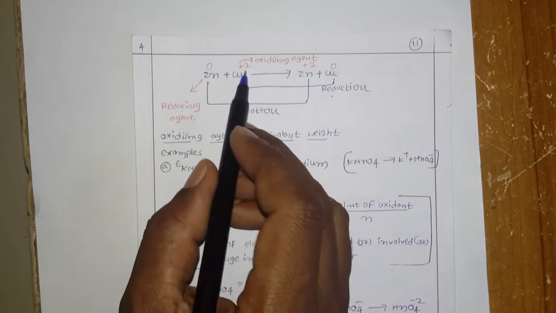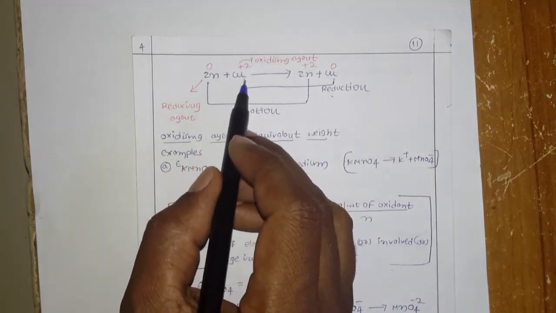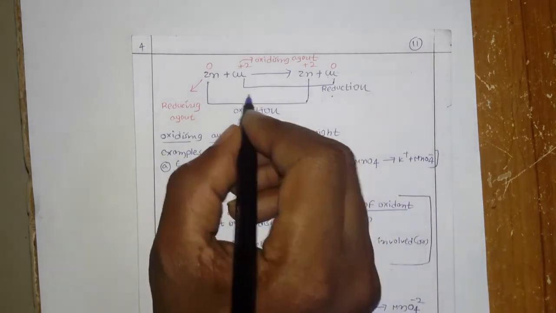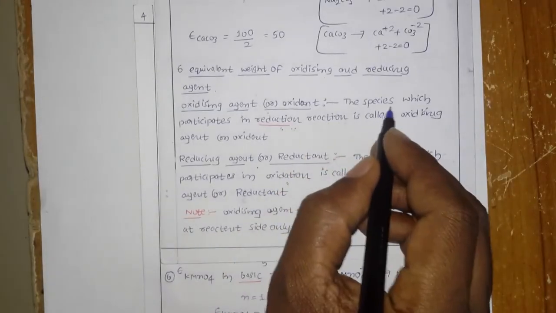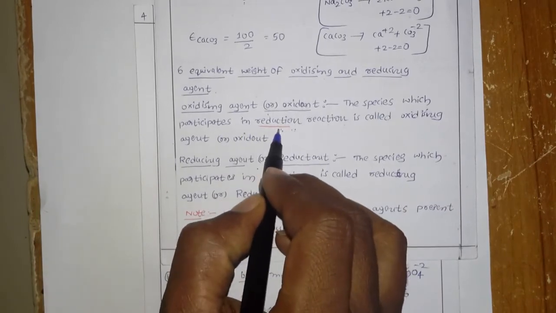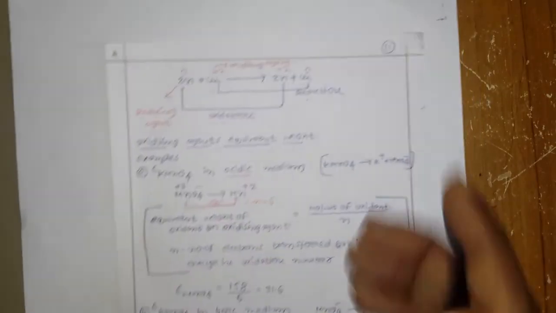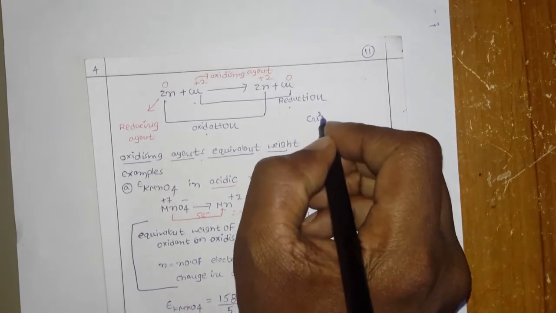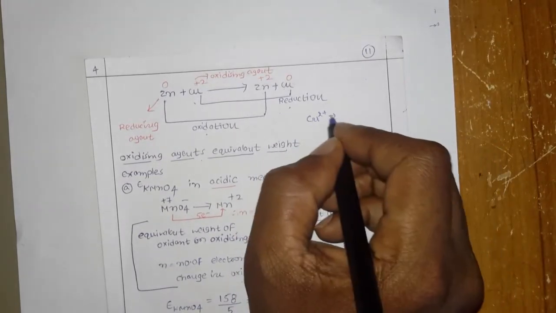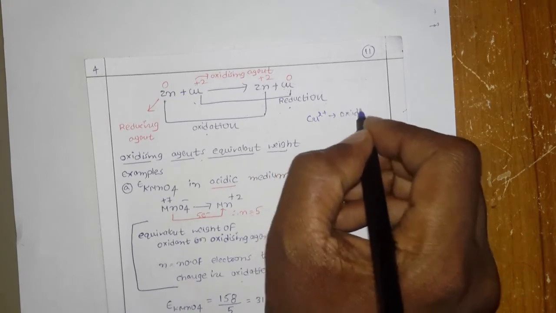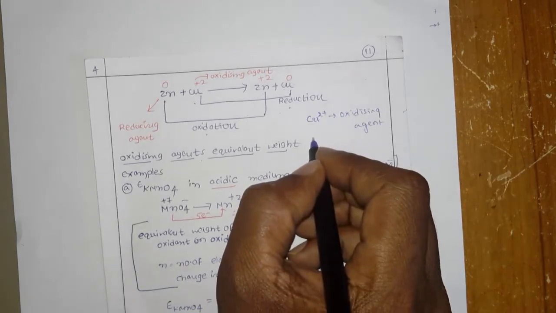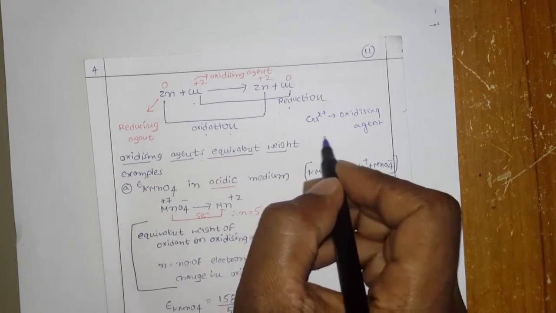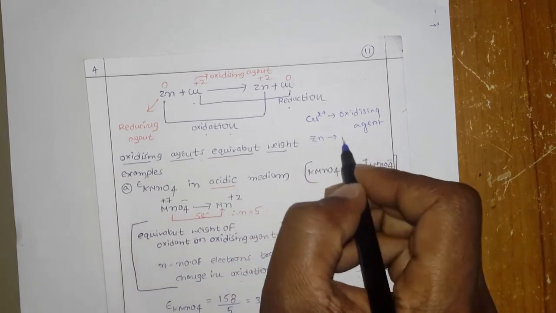The oxidizing agent is the one which is involved in the reduction, so here copper 2+ is the oxidizing agent. Okay, look here, the species which participates in the reduction, copper 2+, is involved in the reduction, so you can call it an oxidizing agent. Okay, and what is the reducing agent here? The one which is involved in the oxidation, right? Okay, so zinc is the reducing agent.